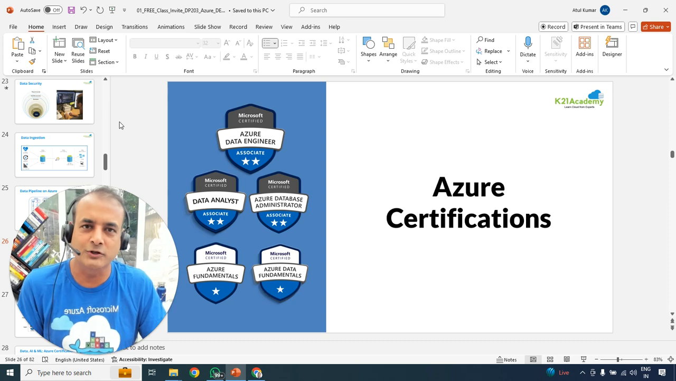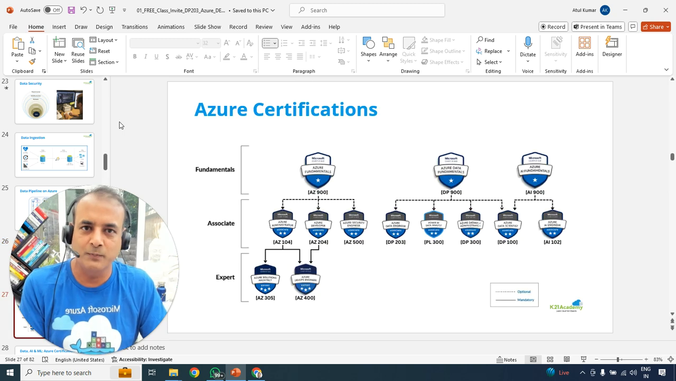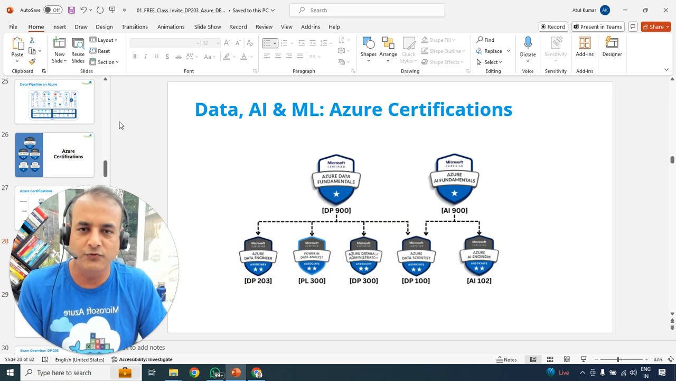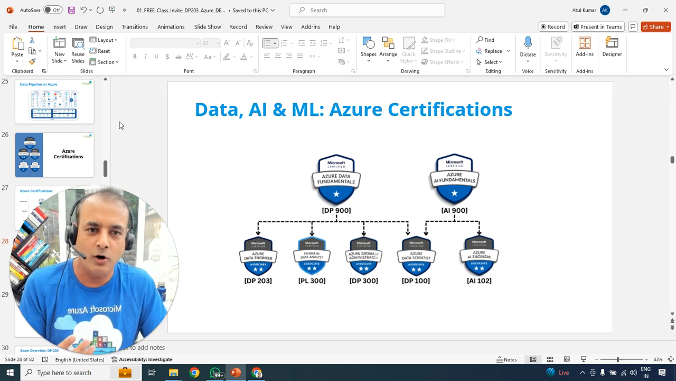Once we know the basic structure or basic services, then we'll go to the Azure certifications. We'll first take a 30,000-foot, very high-level view of the different certifications that are available, which are quite famous and popular and that you might be doing. And from there, we'll focus on data-specific ones, for AI, machine learning, and data, all of those certifications.